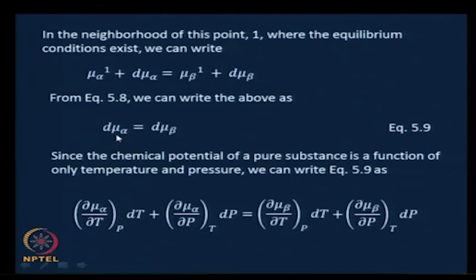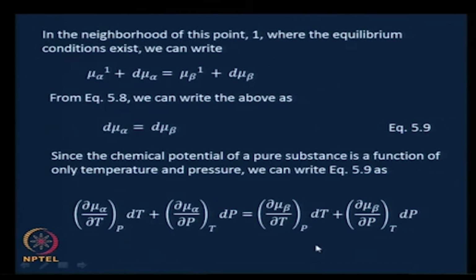d mu alpha equals d mu beta. If we consider mu as a function of temperature and pressure, the easily measurable variables, then this total differential can be written in terms of the partial differentials that we have already seen, dou mu alpha by dou t at constant p dt plus dou mu alpha by dou p at constant t dp equals dou mu beta by dou t at constant p dt plus dou mu beta by dou p at constant t dp.